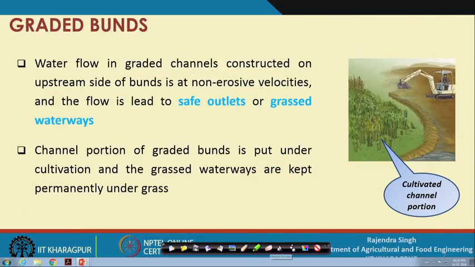But in any case, the channel portion of the graded bund is put under cultivation, and the grassed waterways are kept permanently under grass. We always cultivate the bund areas, which is why we really go for this conservation measure, but the grassed waterway, wherever we are carrying the water through, should be kept under grass, so that erosion can be checked. That is very important.